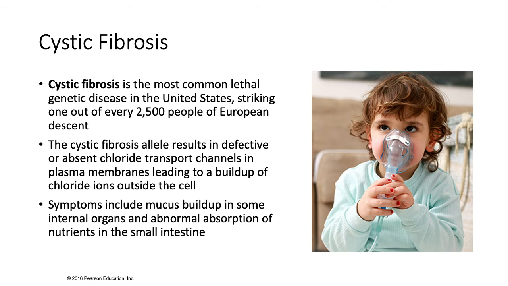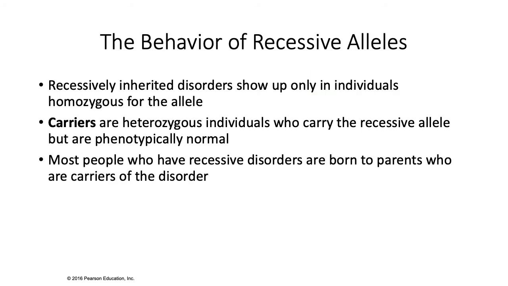In order for an individual to inherit cystic fibrosis, they would need to inherit a copy of the recessive allele from the mother and a copy of the recessive allele from the father. The mother and the father, however, may not have cystic fibrosis. They may be what is referred to as carriers. Carriers are individuals who carry the recessive allele, but they are heterozygous, so they don't have the condition. In fact, these individuals might not even know that they carry the cystic fibrosis causing allele of the gene.